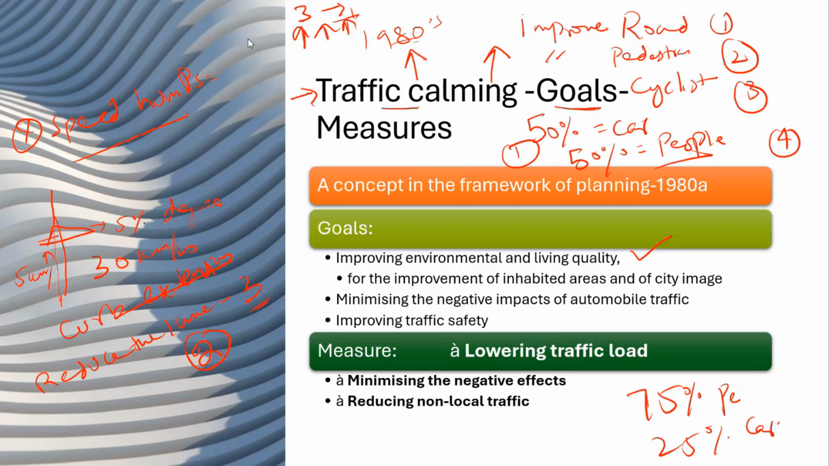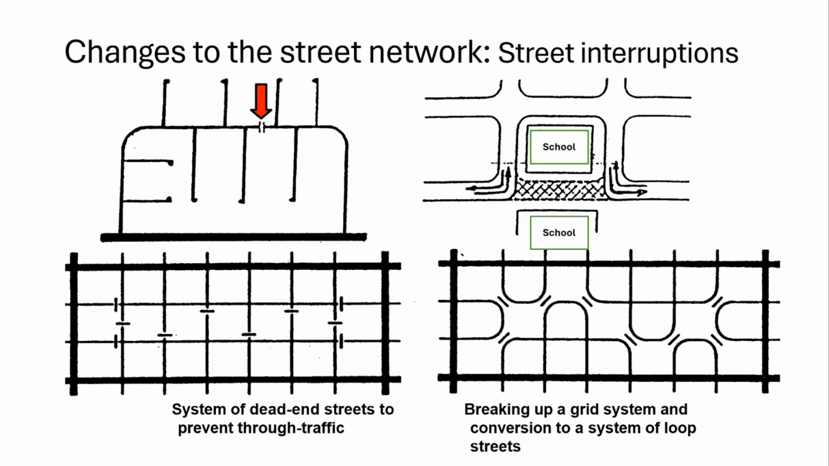But we need to understand that those places should be confined with the traffic calming. There should be a concept that we are shifting from vehicles to people. Okay, so those concepts we need to measure. And how can we measure it? Of course, we can lower traffic load, reduce the negative effects, and also reduce the non-local traffic as well. Okay, so this is the concept of the street.